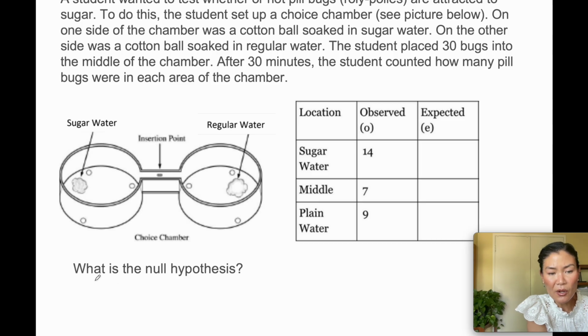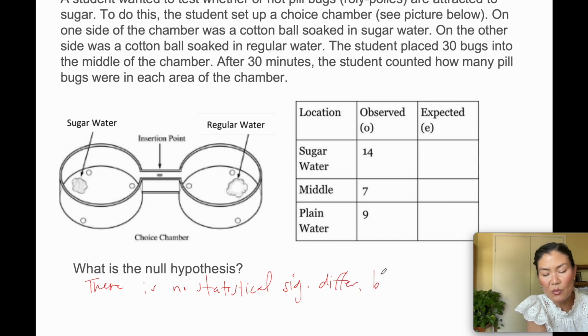So the null hypothesis always states that there is no statistically significant difference between the observed and expected data.